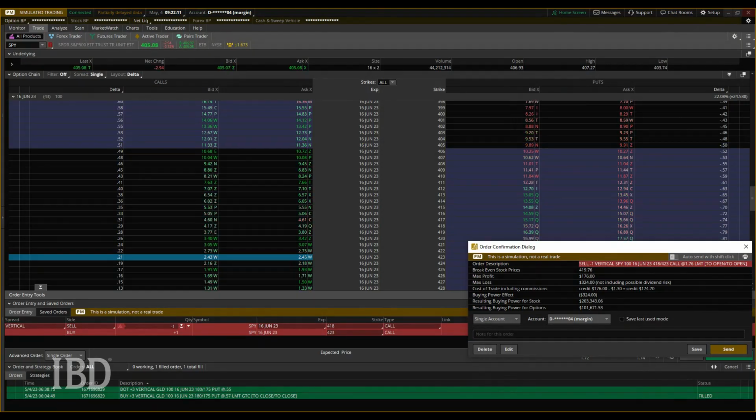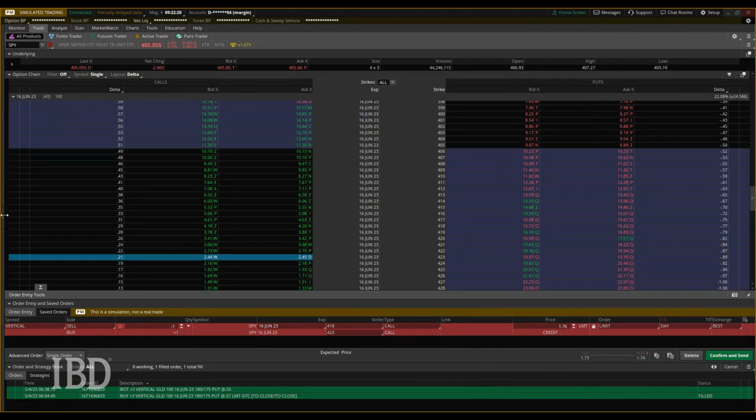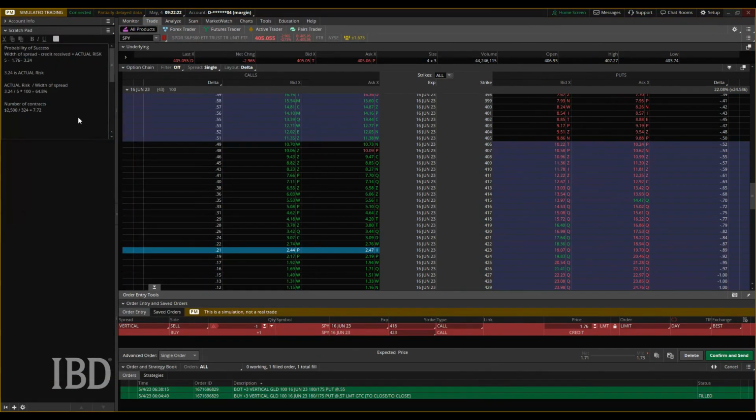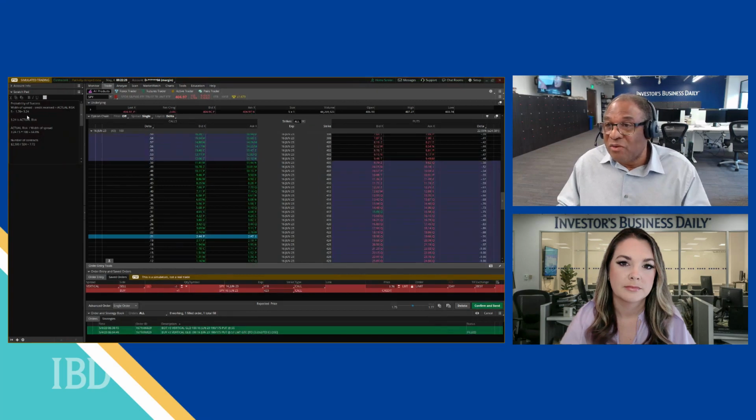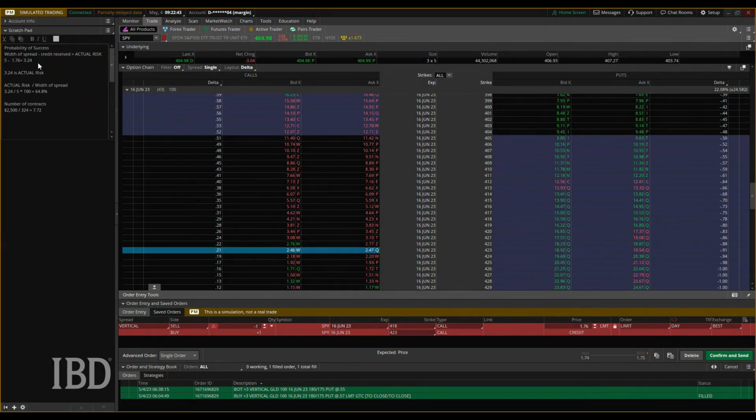So let's do our probability of success and look at the number of contracts we're going to buy with this trade. So I'll close this down, click on edit, and on the left side, I've got some notes here. So probability of success. We first start off with determining what our actual risk is. To determine that, we just take the width of the spread, which is $5, minus the credit received. That's going to give us our actual risk of $3.24, or in option terms, $324.